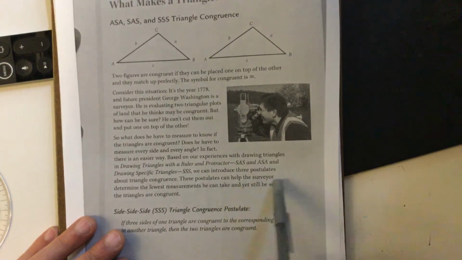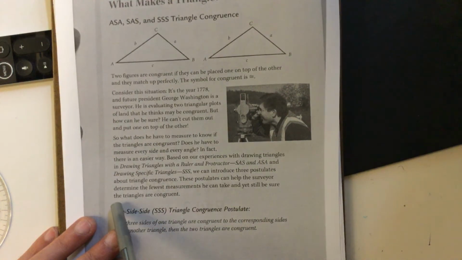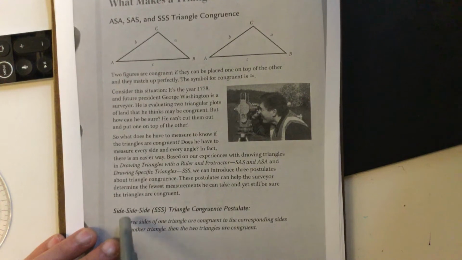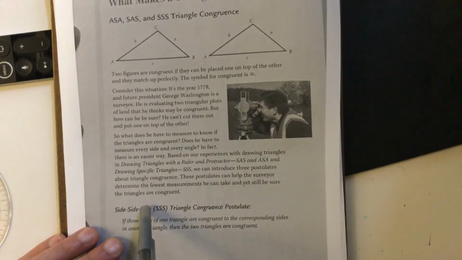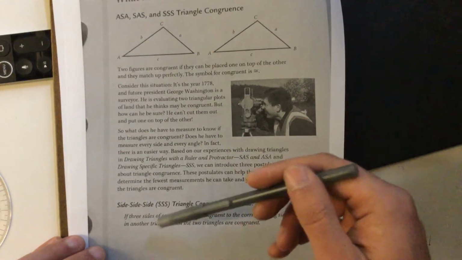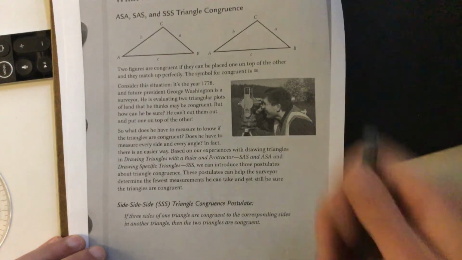These postulates can help you, the surveyor, determine the fewest measurements he can make and yet still be sure the triangles are congruent. So here are those three postulates. So one, they could measure side, side, side. Triangle congruence postulate: if three sides of one triangle are congruent to the corresponding sides in another triangle, then the two triangles are congruent. That means if you're given side, side, side, then these two triangles are actually the same unique triangle.